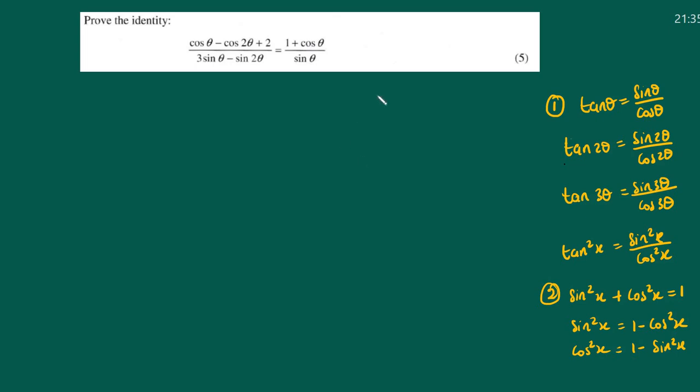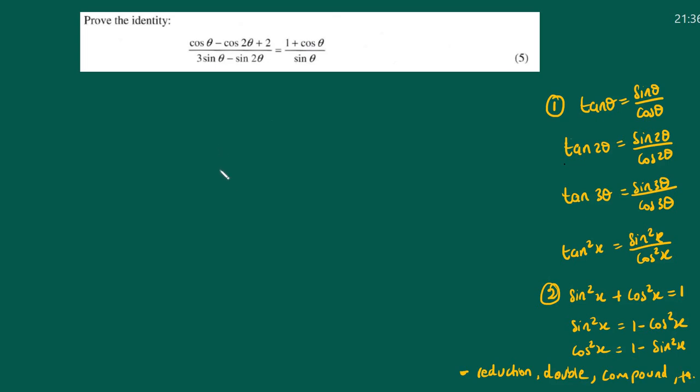And then additionally, remember your reduction formula, remember your double angle formulas, and then remember your compound angle formulas, and then just try to know how to factorize them. So let's see how we would prove this identity.